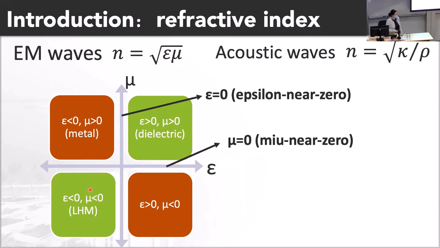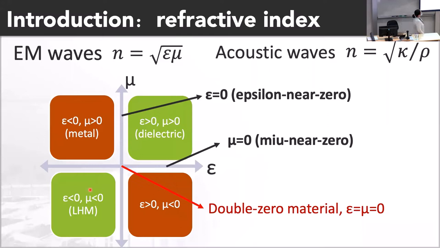This is very special: one of the parameters turns out to be zero, the product will be zero, and the refractive index is zero. Since only one parameter becomes zero, we call them single zero index materials. And I believe you have already noticed there is an even more special point at the center. If it is at the center, then both parameters become zero, and in this case, N is of course zero again. So we call this double zero index material, or double zero material. Double means two parameters. And in this talk, I'll focus on this double zero index material.